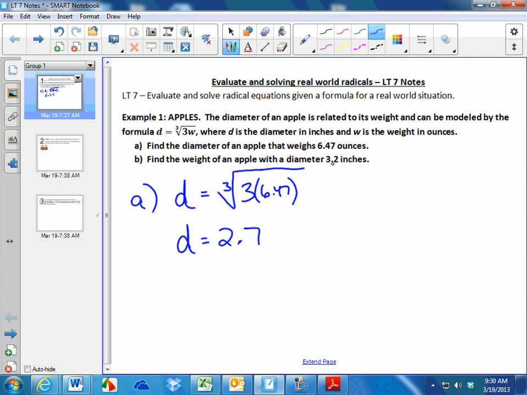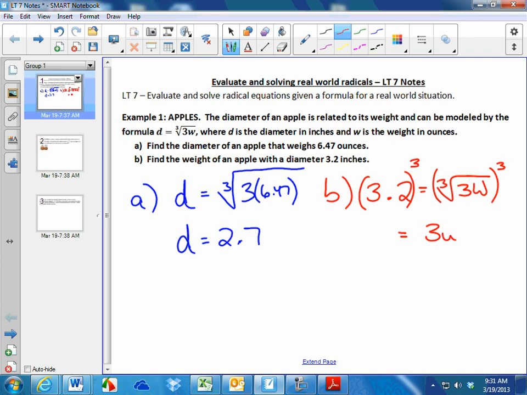So this part B is asking us a different question. It's giving us different information. So we take that 3.2 and plug it in for D. So 3.2 equals the cube root of 3W. Basically this is a problem from yesterday. Solve for W. Is the radical isolated? Sure is. So what do you do to both sides? Cube it. You got it. Cube the right side and cube the left side.